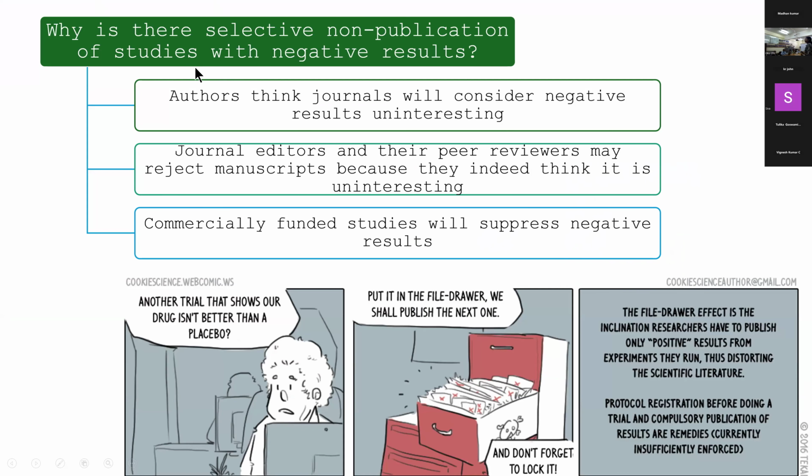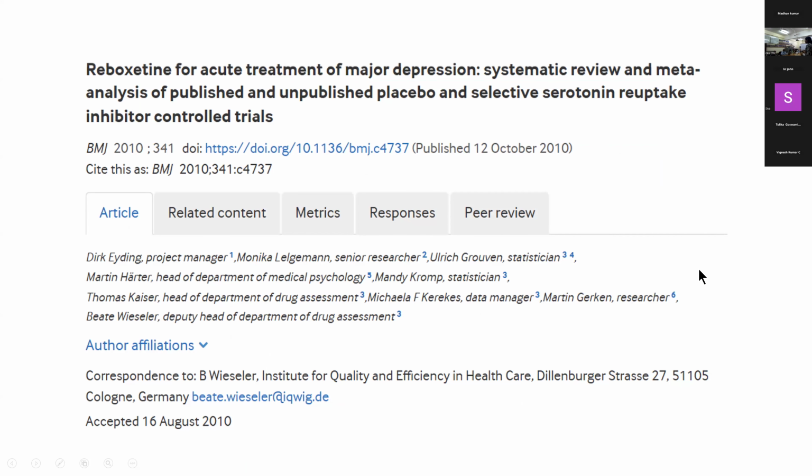So why do you think there is selective non-publication of studies with negative results? One is the authors themselves feel very discouraged seeing negative results and they feel like the journals will not publish it. Second thing is journal editors and peer reviewers, indeed, they will not publish negative results. And the third thing is commercially funded studies will try to suppress your negative results. So I'll show you a classical, very interesting example of this.